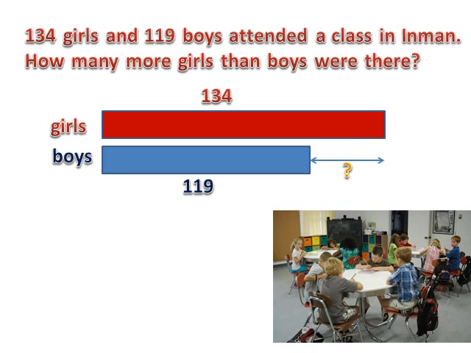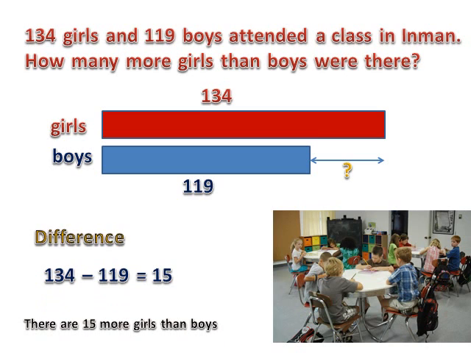So how do you get the difference? Again, this is looking for the difference. So that's 134 minus 119 equals 15. So what does 15 mean? Okay, so let's answer the question. There are 15 more girls than boys.